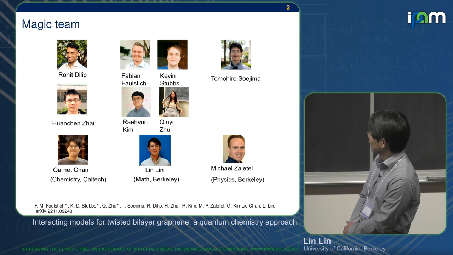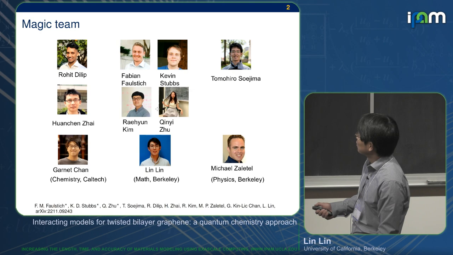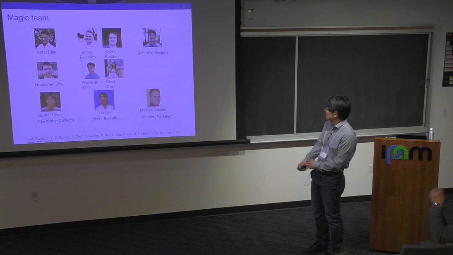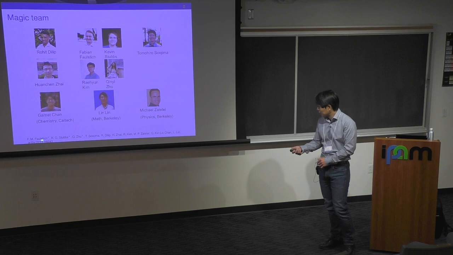And here, Fabian Faulstich, who is sitting in the audience, Kevin Stubbs, Ray Kim, and Qingyi Zhu from math at Berkeley, and also Tomohiro Soejima from Mike Zaletel's group in physics at UC Berkeley. And this is the paper about this talk.